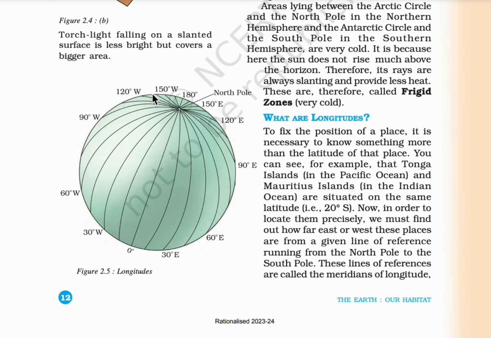So all the longitudes are semicircles, and the distance between the longitudes decreases as they approach the poles. At the poles, all longitudes converge to a point. So remember, all these meridians, or longitudes, are only imaginary.